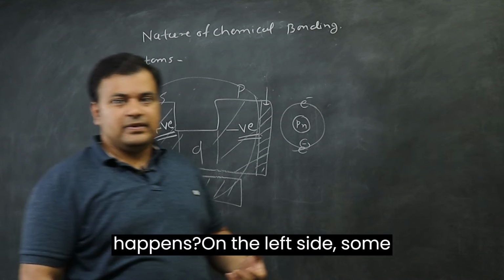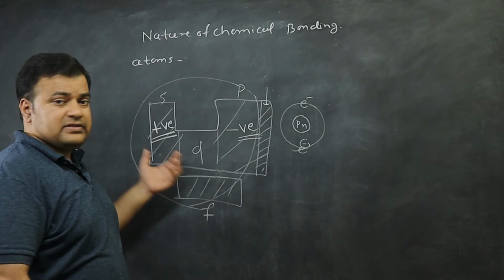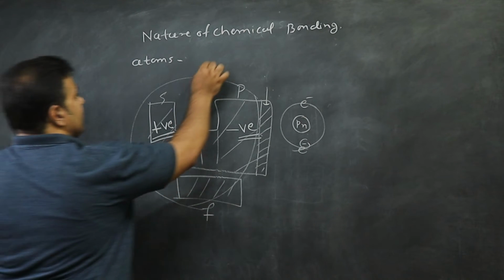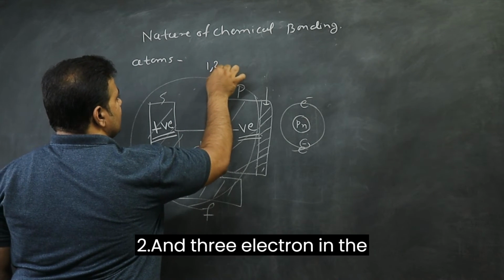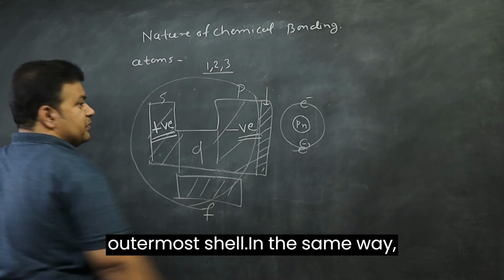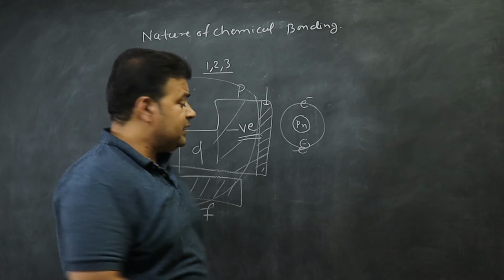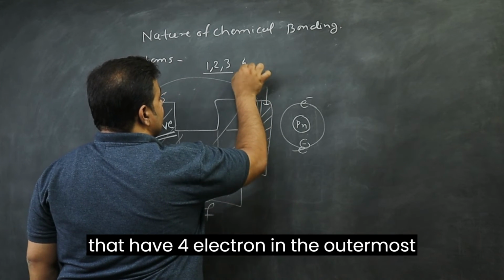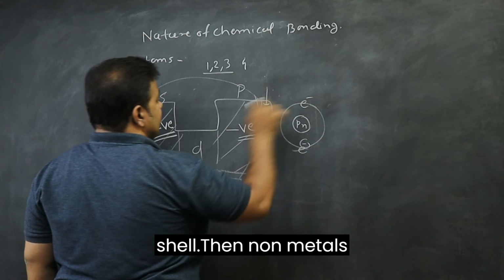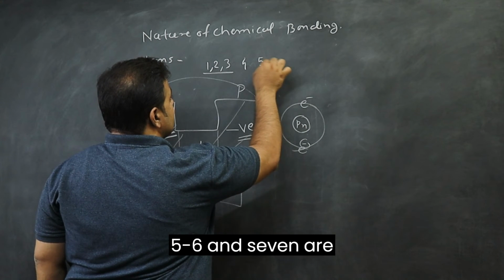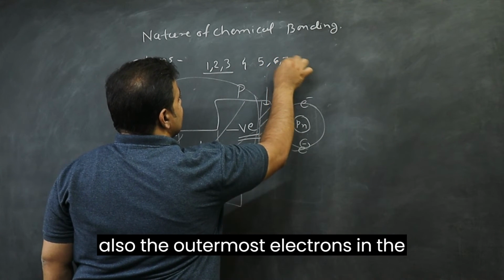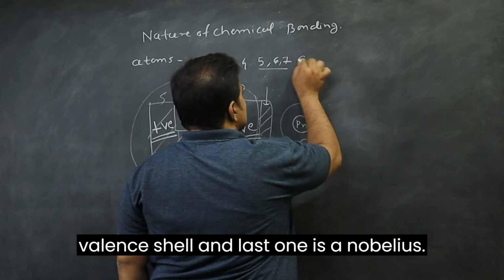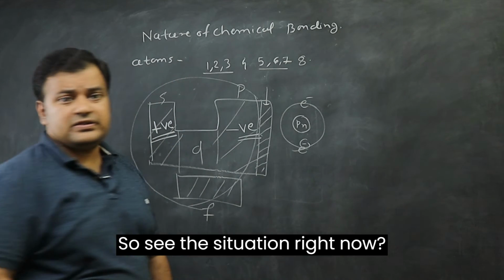Okay. So what happens on the left side, there are metals, and metals have 1, 2 and 3 electrons in the outermost shell. In the same way, in between there are non-metals that have 4 electrons in the outermost shell. Then non-metals have 5, 6 and 7 electrons in the valence shell, and last one is noble gases. So see the situation right now.